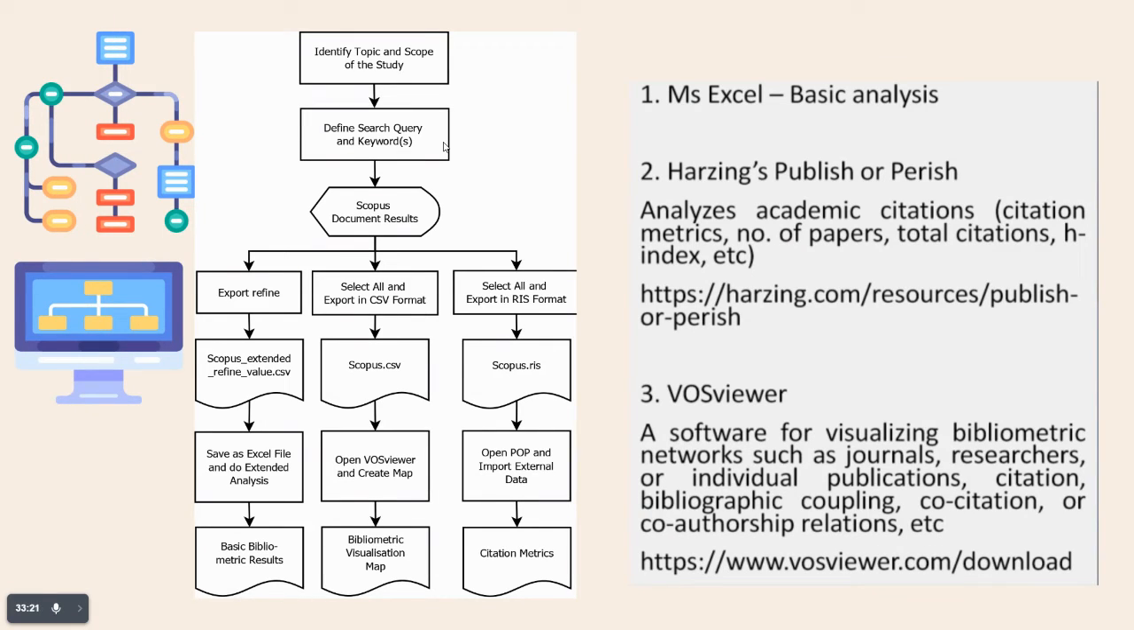Then you will get the scopus.csv, and then you open this file in VOSviewer and create different types of maps, depending on the citation matrix and citation analysis.